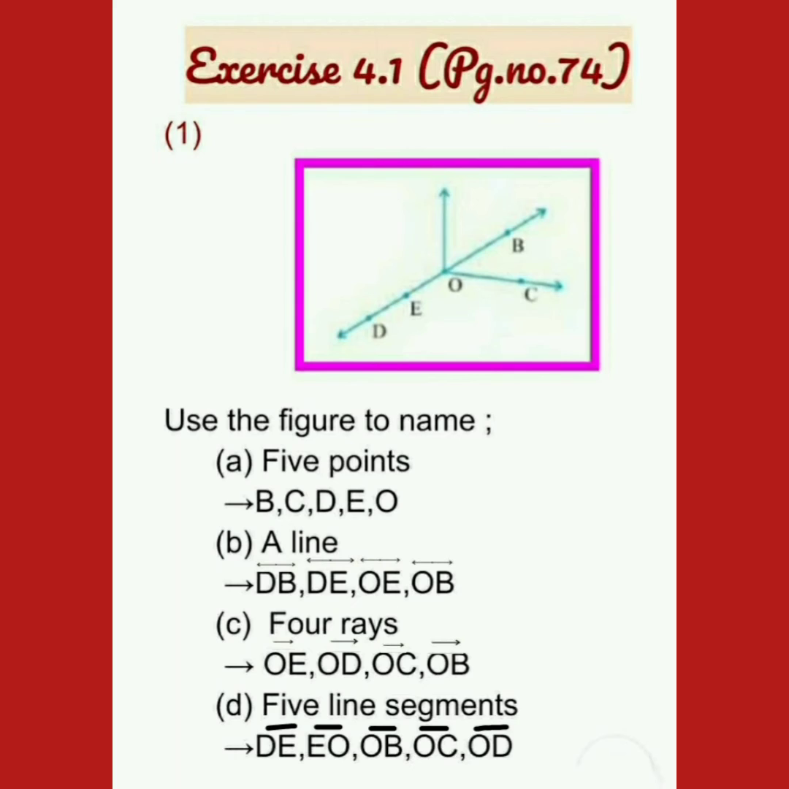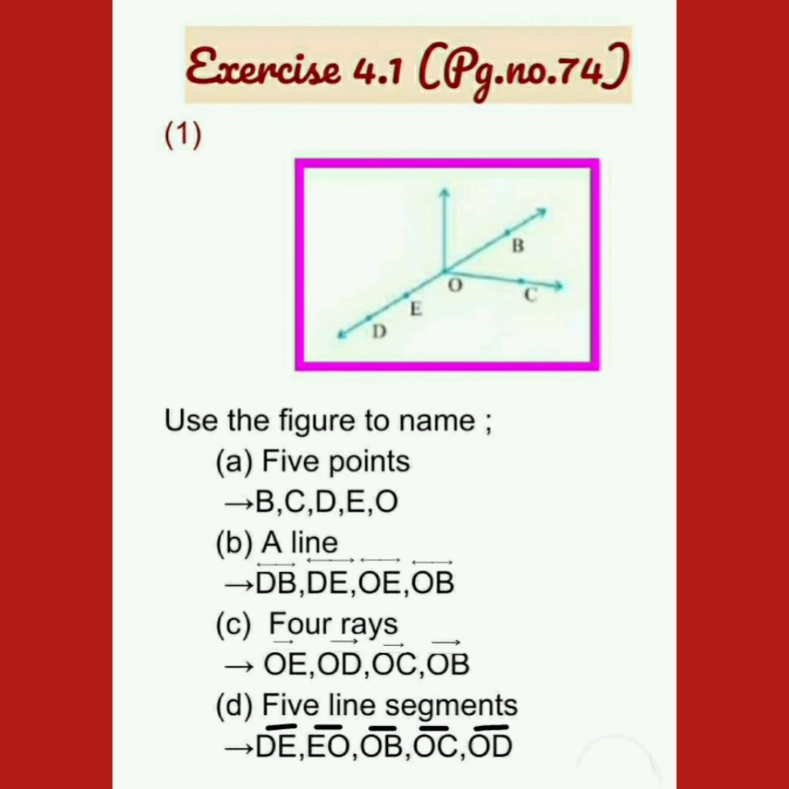Now moving on to exercise 4.1. First sum. Use the figure to name. One figure is given. You have to name first 5 points. Many points are there. Dots are there, and the point is written there. So you can write B, C, D, E, O.